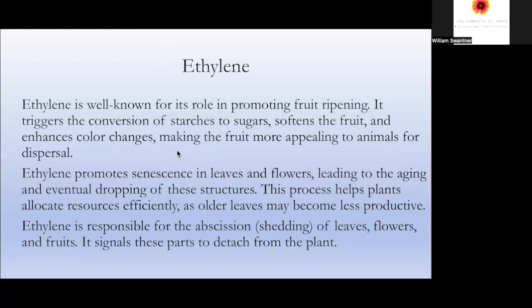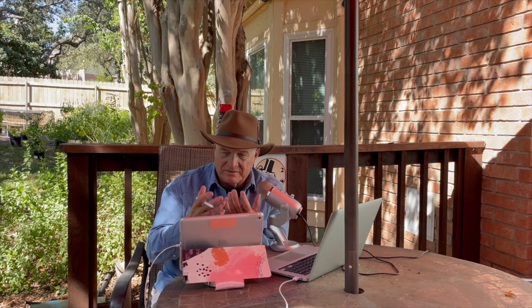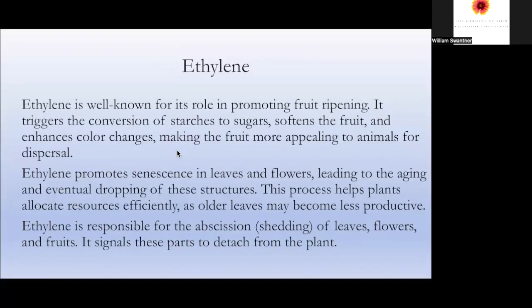Ethylene promotes senescence in leaves and flowers, leading to the aging and eventually dropping of the structures. So here you have these two hormones balancing each other. One is trying to stop the leaves from falling. The other one is encouraging the leaves to fall. This process helps to allocate resources efficiently, and it wants the older leaves to fall, because the older leaves have become less effective, less productive, and so ethylene says we need to get rid of these older leaves, but cytokinins will say, but we need to keep on some other leaves. Fascinating what happens within a plant.